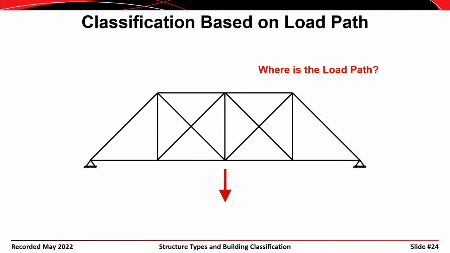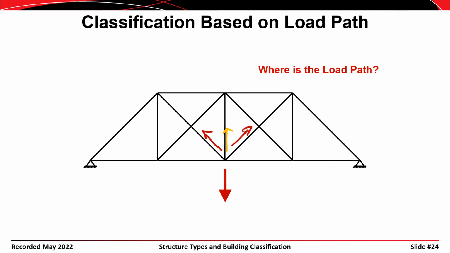So where's the load path in this structure? Well, it's not entirely obvious, but part of the load keeps going the same way that it did through this diagonal here, through that diagonal there. But now there's an extra load path, and I'll draw this in using a different color. Let's suppose I'll use orange. Some load can be carried by that member now.